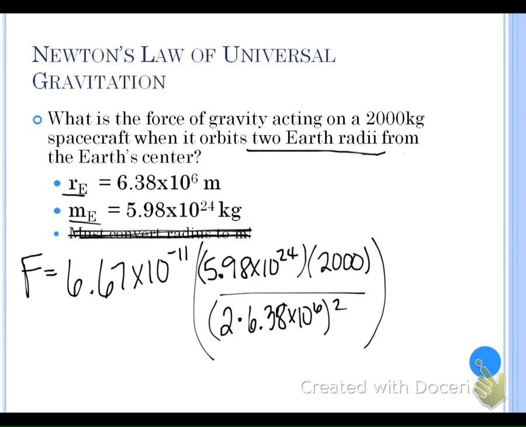So when you take 2 times the radius of the Earth, we square that entire thing. Take the masses, divided by that, we'll take it times our gravitational constant.